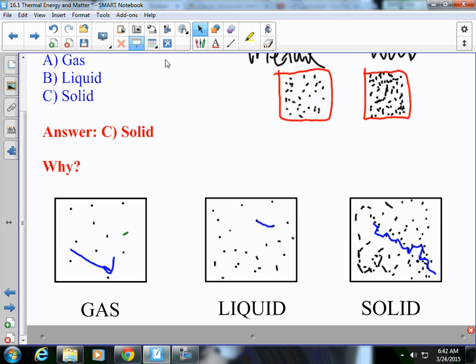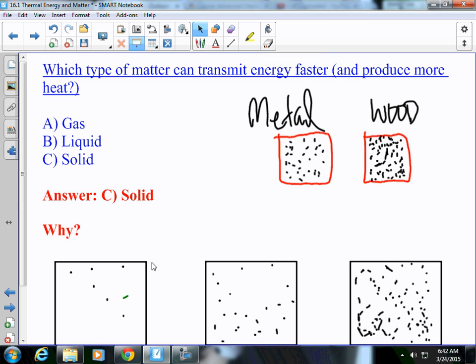So here we have a gas on the left, a liquid in the middle, and a solid on the right. And which one are the particles closer together? A solid. So when the particles start moving, they're more likely to crash into one another and create heat or transfer that energy. So here in a liquid, you can see that they're farther apart, so they're not going to transfer as much. And in a gas, they're really far apart, so they don't transfer as much.